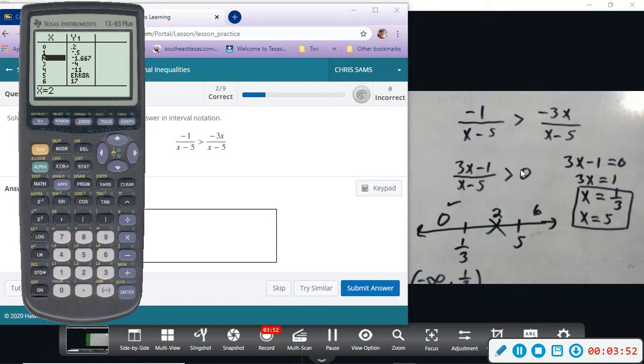And now I just go down and check 6. So for 6, right here we get 17. And is 17 greater than 0? Yes, it is. So this part also works. So from 5 to positive infinity, we'll use that part.